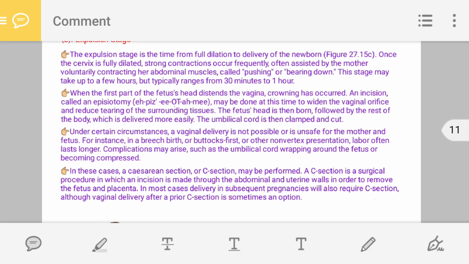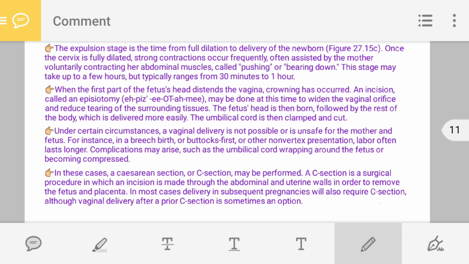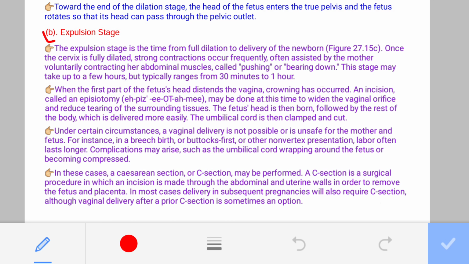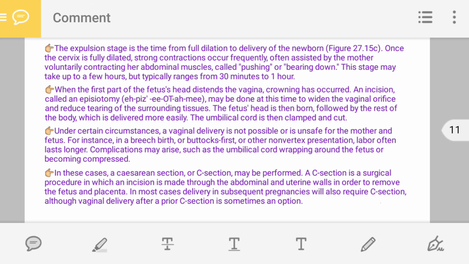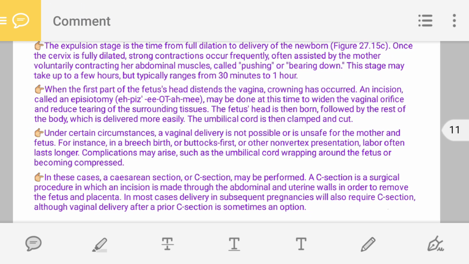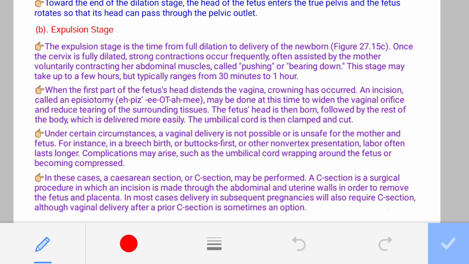Now the exclusion stage. Now what is exclusion stage? So exclusion stage is the time from full dilation to the delivery of the newborn. Okay, once again, what is exclusion stage? Time between the full dilation and the delivery of the newborn. Now, what is happening over here in this exclusion stage?